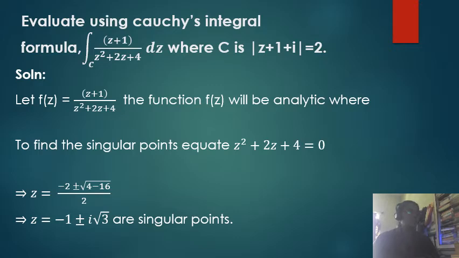So taking root 3 outside, and minus 1 will become i square, and therefore taking from the square root we will be getting 2i. So taking 2 common, we can cancel 2, and therefore we will be getting z equal to minus 1 plus or minus i into root 3. So these are the two singular points.